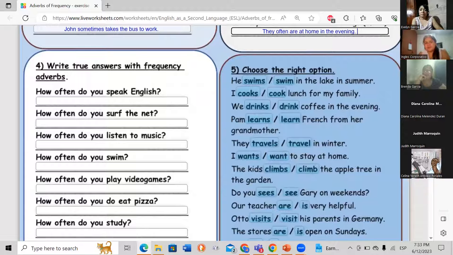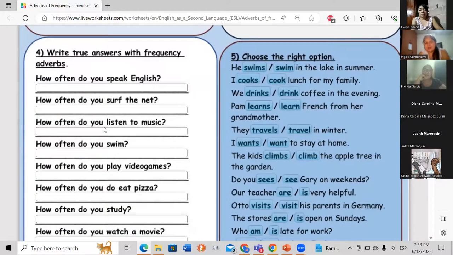Write the true answer with frequency adverbs. How often do you speak English? What will be the answer, Evelyn? I rarely speak English. But you are doing that every day now, Evelyn. I usually. Yes, you're doing that every day. You're trying, okay? I usually speak English. Yes. Okay, Brenda, again.